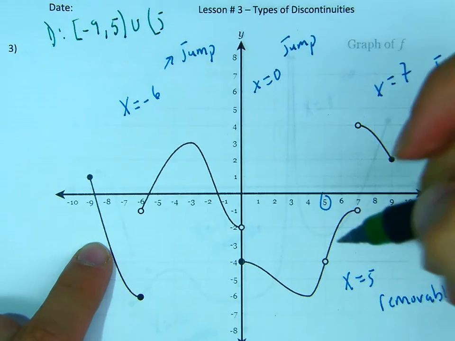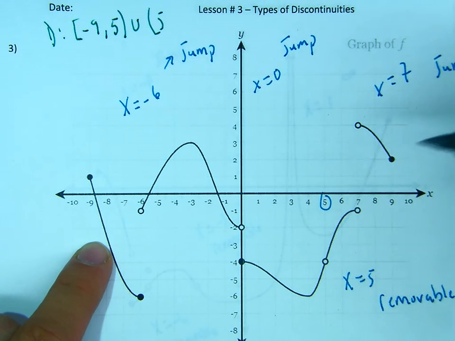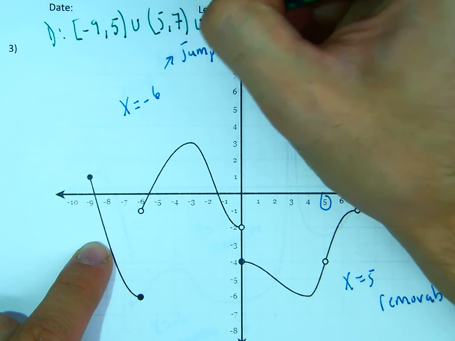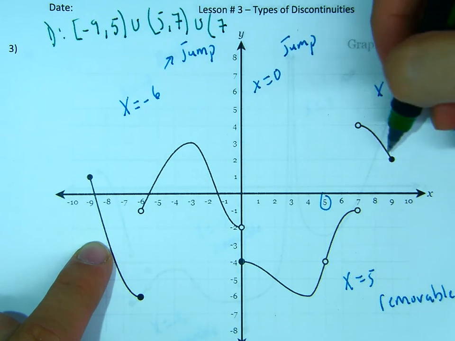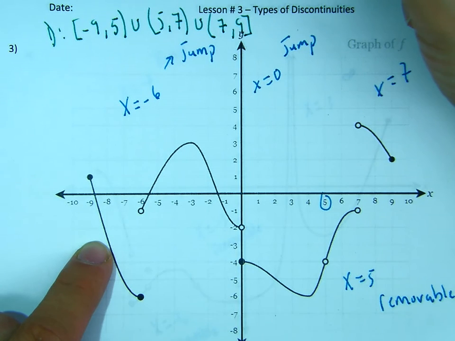Okay. So then at 5, do we have 6? Yes. Do we have 7? We don't have 7. So we have everything in between 5 to 7. And then we finish it at 8, we have 9, we have. And that should be the domain.